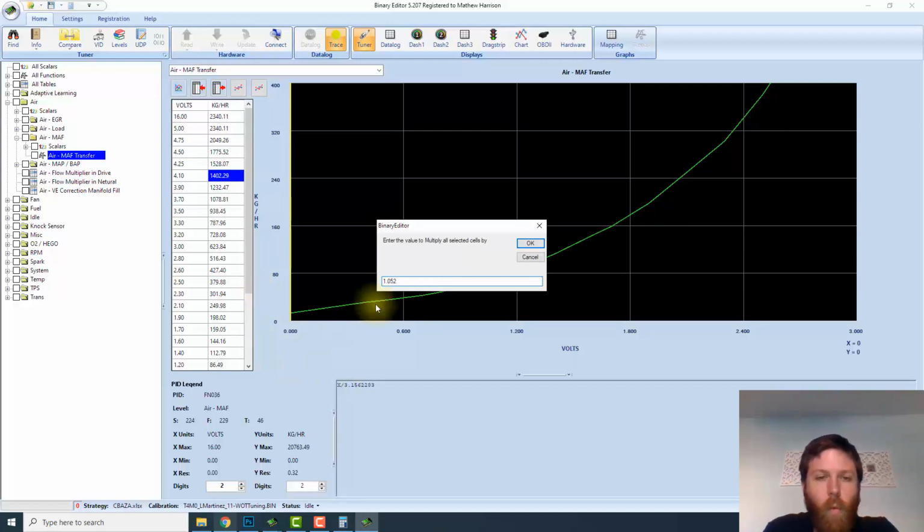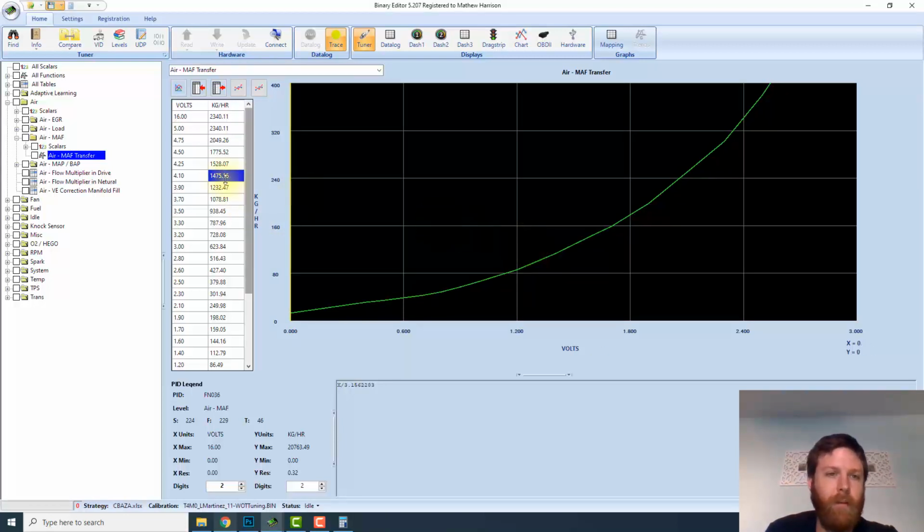So it's basically 1 plus whatever that calculation we did earlier was. So multiplying by 1.052, this is going to go from 1402 up to 1475. So my fuel should be very, very close here. Now, what I'm going to do is look at the next point down, 3.9.